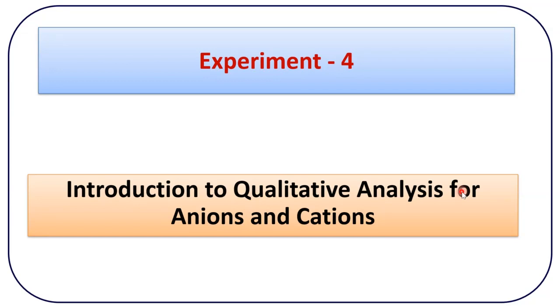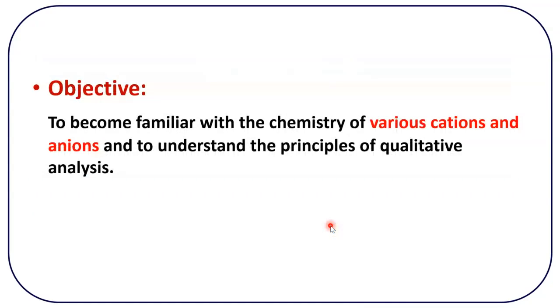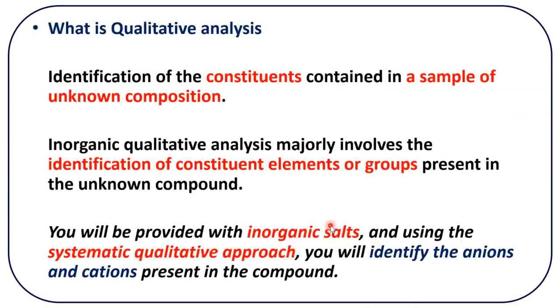Just a gentle reminder, if you let an acid react with a base, they produce salt and water. And today we are going to identify the salts which came from acid and base reactions, and any salt contains two parts, anion and cation. The anion came from the acid and the cation came from the base. The objective for today is to become familiar with the chemistry of various cations and anions and to understand the principles of qualitative analysis.